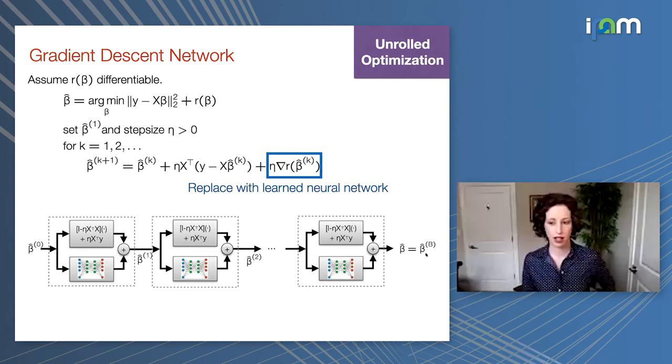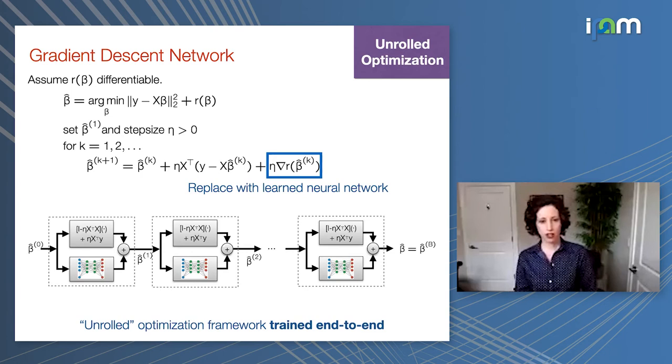So in contrast to what we talked about before with proximal gradient methods that were decoupled, here we are taking into account the X matrix, our forward model, throughout the training process, because we're ultimately going to have a loss function that depends on the output of this block diagram. And that output of the block diagram, of course, depends on X. And so as we train our neural network, we're taking X into account explicitly.